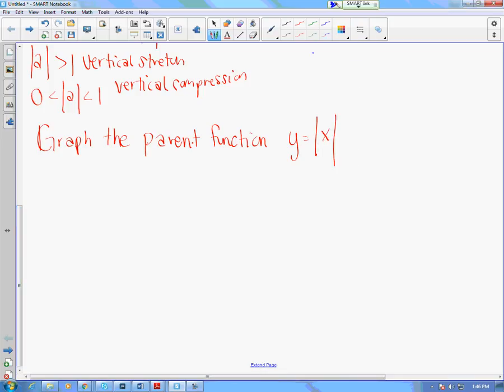Is there anything being added or subtracted inside? Anything after? So we're going to say opposite, and say what point we come up with. 0, 0.